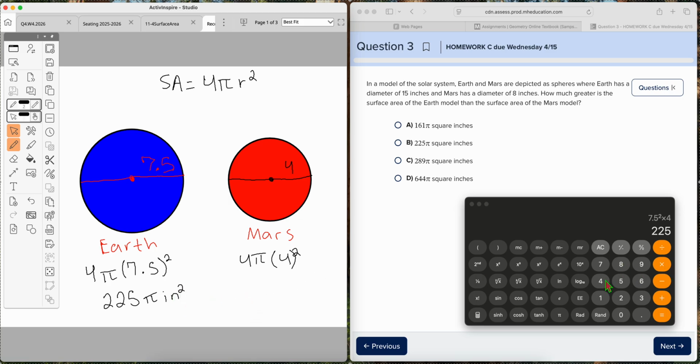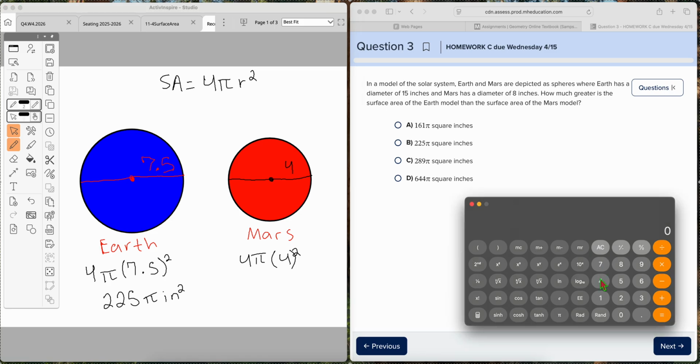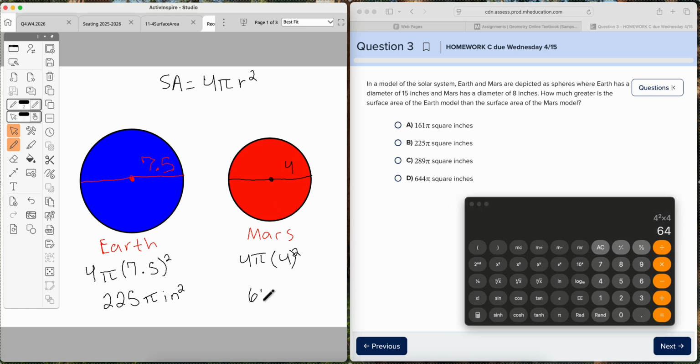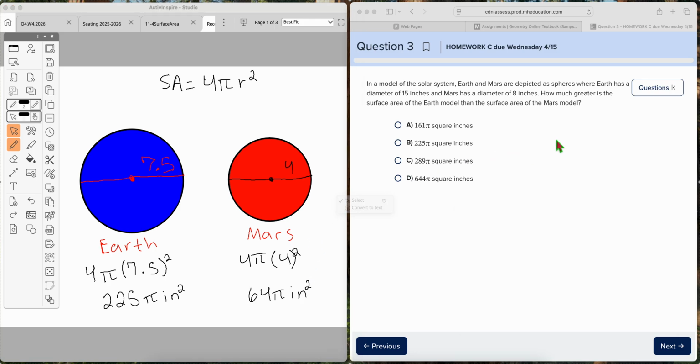Over here, 4 squared is 16. Still going to put it in the calculator. 4 squared times 4. That tells me that the surface area of Mars is 64 pi inches squared. And our question is asking how much greater the surface area of the Earth model is than the surface area of the Mars model.